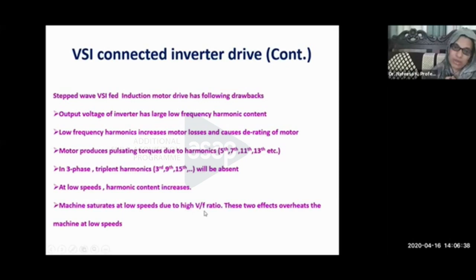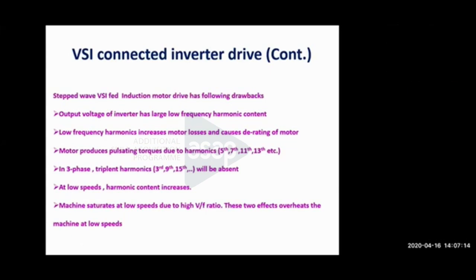For low speeds we need to reduce the frequency, since speed is directly proportional to frequency. If you are not varying the voltage, the V by F ratio will increase. Flux is proportional to V by F, so the flux will increase, and there is a chance of saturation. Due to these effects, it overheats the machine at low speeds.